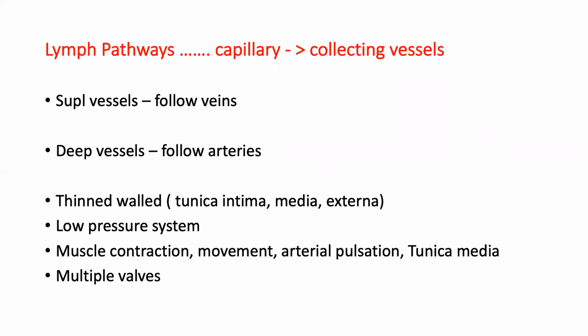The collecting vessels are still very thin-walled vessels, but now they start to have 3 layers, which are tunica intima, tunica media, and tunica externa. So here I want you to recall the structure of vessels, for example veins and arteries, and now we are talking about lymph collecting vessels. All these vessels are made of 3 layers: tunica intima, media, and tunica externa.